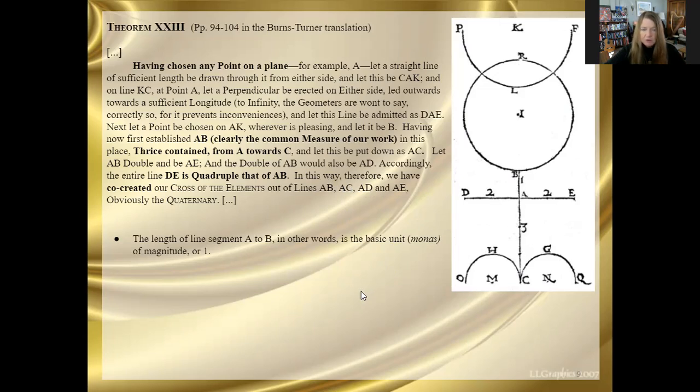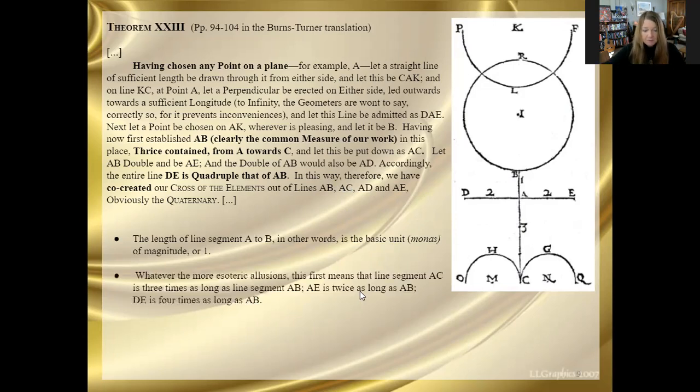Now, is that important? Well, think of all the times he's talked about a ternary. So 3 is very important to Dee, but whatever the esoteric allusions to things that he's talked about before, this first means that line segment AC is 3 times as long as line segment AB. AE is twice as long as AB. DE is going to be 4 times as long, and so on.